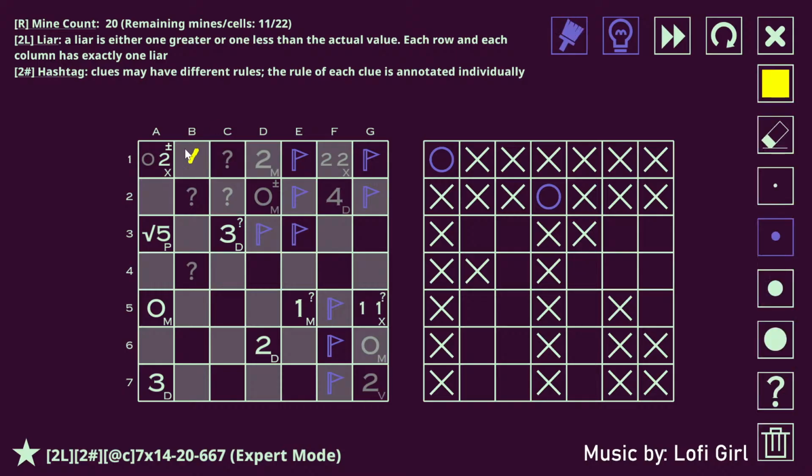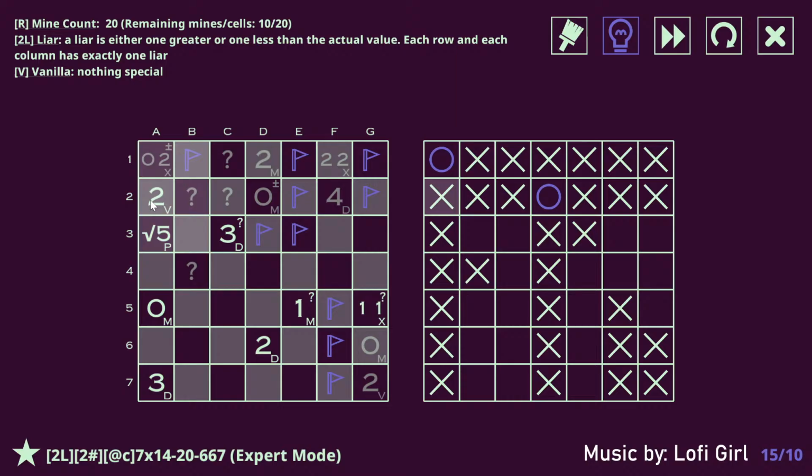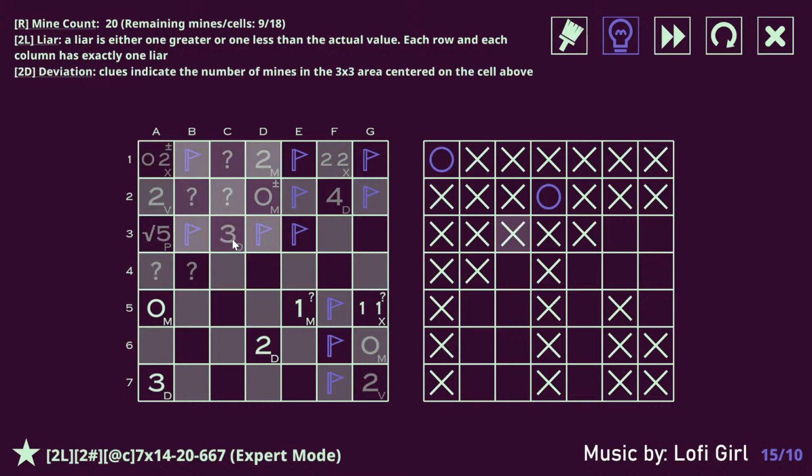Actually, this can't be non-mine. Because you have to have a mine here, and this 3 is at least a 2, so you have to have a mine here, and that breaks the root 5. So this must be a mine. That must be empty. 2v means that's a mine, so that's empty. This is telling the truth.